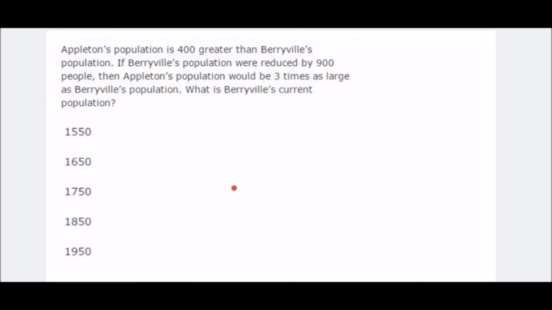Our next question is Appleton's population is 400 greater than the Berryville's population. If Berryville's population were reduced by 900 people, then the Appleton population would be 3 times as large as Berryville population. So what is the Berryville current population? So analyze the situation one by one. See here, first sentence, Appleton population is 400 greater than Berryville's population. A equals B plus 400. Right? That's our first equation.